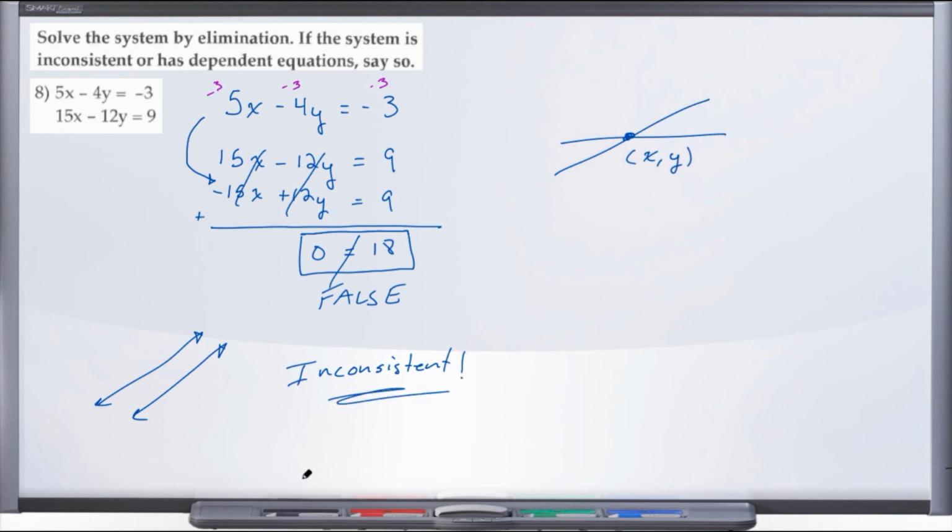And for a review of what it means to be inconsistent or have dependent equations, go ahead and take a look at section 4.1 in your textbook, and you will see in the example section there in the first few pages various graphs and what it means to be inconsistent or dependent or to be consistent. All right, so take a look at those and make sure that you're familiar with them before the test. All right, let's go ahead and move on and take a look at question number 9 here in our next video.